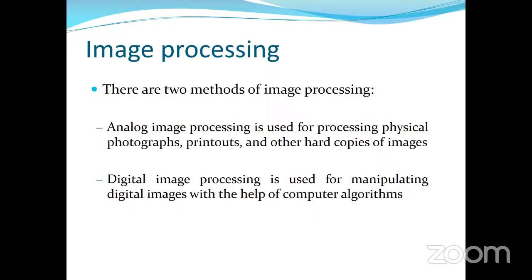So there are two methods of image processing. One is analog image processing, and the other one is digital image processing. Analog image processing is for physical photographs. We have printouts or other hard copies of the images, and we do something with that manually. Digital image processing is used for manipulating digital images. We are converting a particular image.